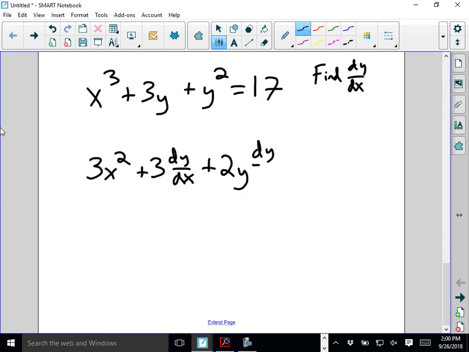And what's the derivative of 17? Well, that's simple. It's just a constant. Its derivative is 0. Okay, so after going through and doing all the derivatives, I'm left with this equation: 3x squared plus 3 dy dx plus 2y dy dx equals 0. Now I want to get dy dx alone. The bad thing is I have two dy dx's. The nice thing is they're already on the same side of the equal sign. So I want to get everything that's not attached to a dy dx to the other side of the equal sign. I'm going to do that by subtracting 3x squared from both sides.